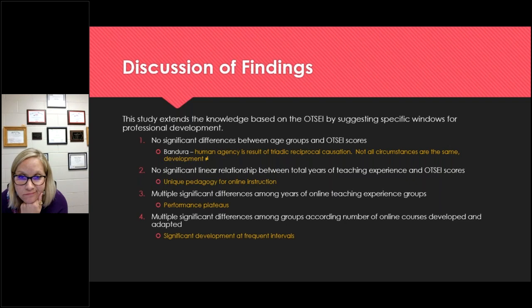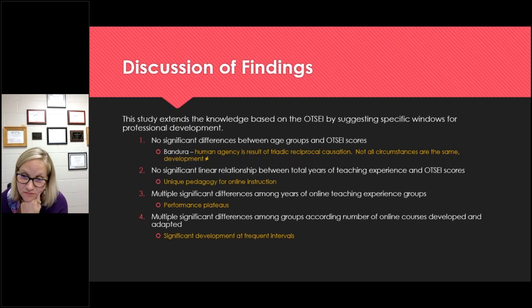So again, Bandura tells us that self-efficacy is generative, and so is also reliant on mastery of skills at increasingly difficult task levels. And so if there is not a priority to learn or engage in those experiences that are going to increase your skill set, then you are not likely to do that.